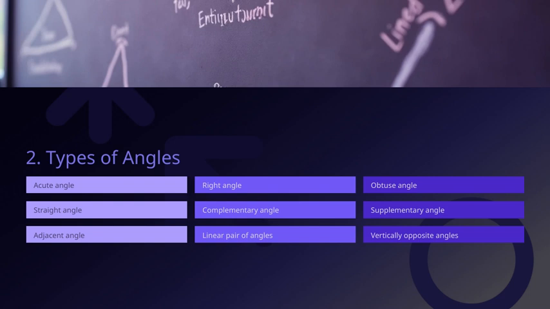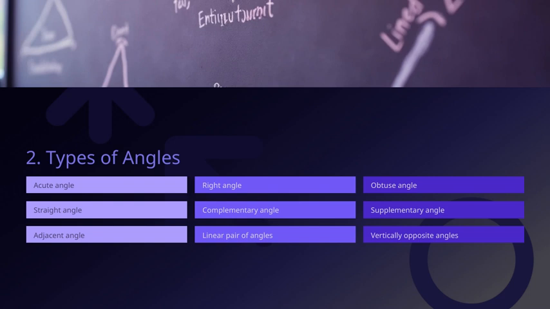Speaking of supplementary angles, those are two angles that add up to 180 degrees, but don't necessarily have to be adjacent. Lastly, vertically opposite angles are the pairs of angles that are formed when two lines intersect. These angles are equal to each other and are often called vertical angles.